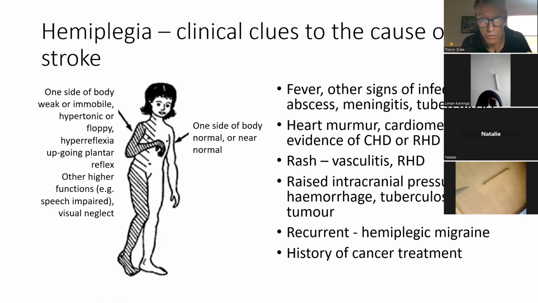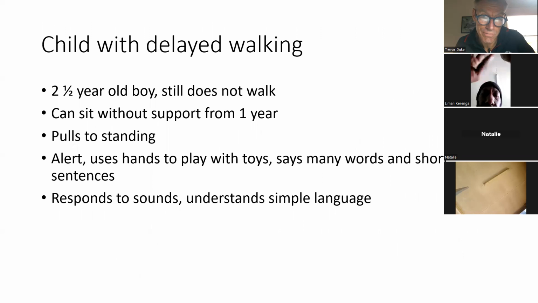See if they've got a rash or something that might suggest a vasculitis, or if they've got other signs that might suggest tuberculosis or a hemorrhage, or if it's something that comes and goes, maybe they've got a hemiplegic migraine or hemiplegic epilepsy. That's less common, but it does occur. Or is it something that's been there since the time of birth, in which case they might have cerebral palsy? So the history and the examination tell you what the problem is, and your clinical features will tell you where the problem is, which side the problem is.